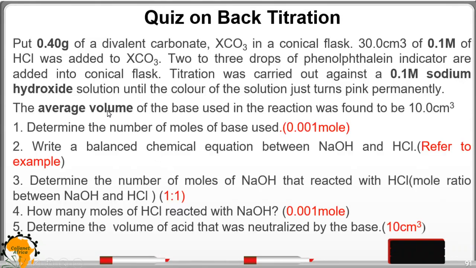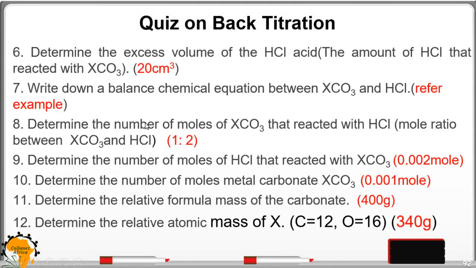Thank you. A quiz to test your understanding on back titration, which is a very simple question. Just have an open mind, read sentence after sentence to internalize, then work out. There are 12 questions and the answers are provided. The second part of the quiz is here. Read. They are very simple. Back titration is an examinable area. Please work hard.